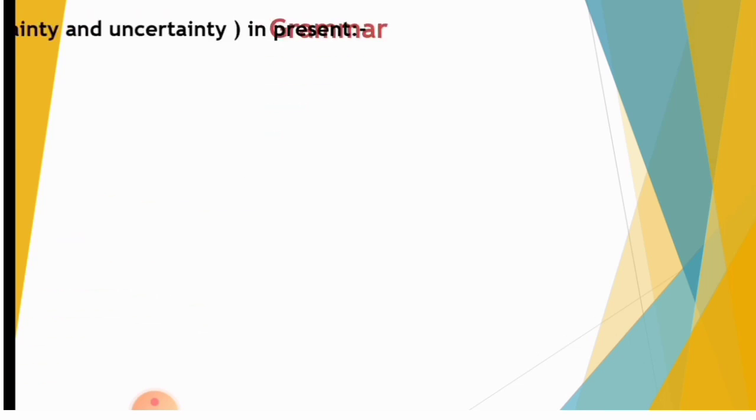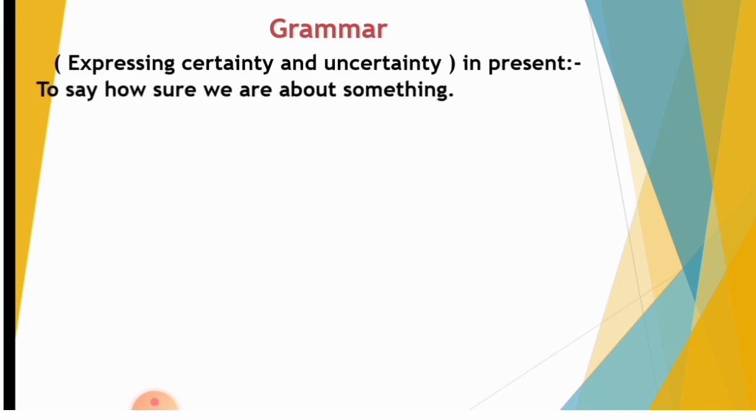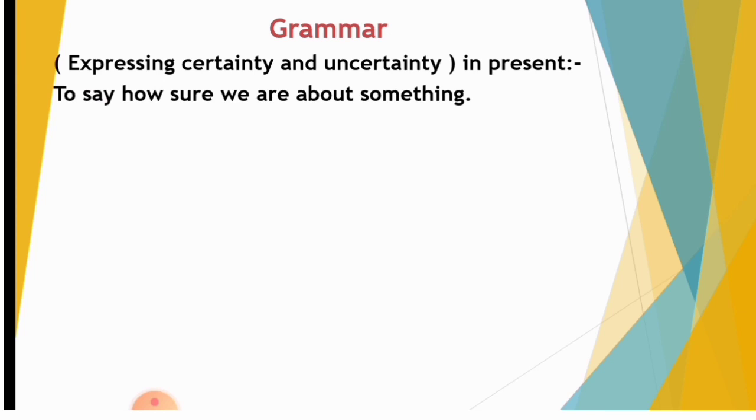The grammar for today is about how to express certainty and uncertainty in the present, and how to make deductions. Deduction means استنتاج. In this unit, we are going to say how sure we are about something.